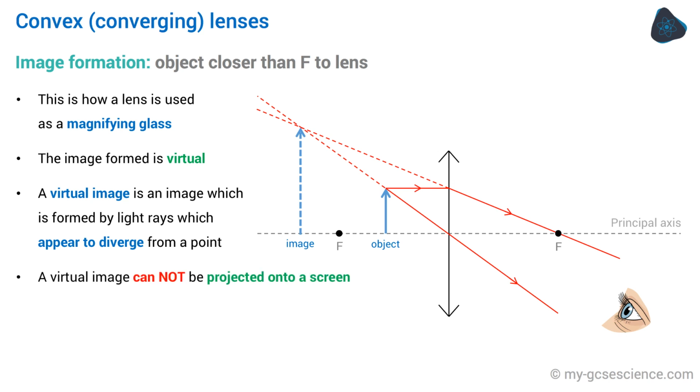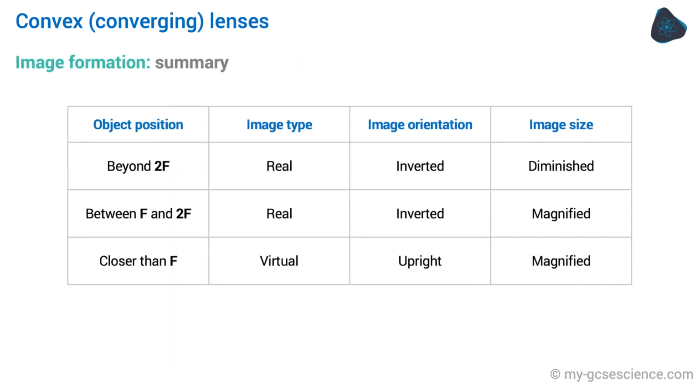We can see also from a ray diagram that the image formed is upright, meaning the same way up as the object, and magnified. Before moving on, you might like to pause the video at this point to make sure that you've completely understood the 3 different types of ray diagrams which we've gone through for convex lenses.